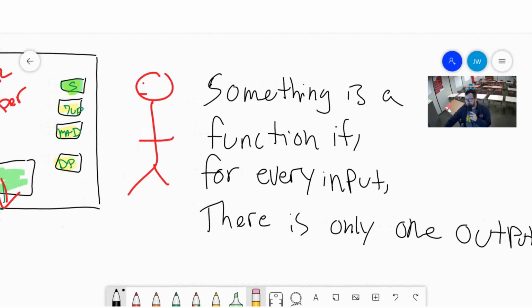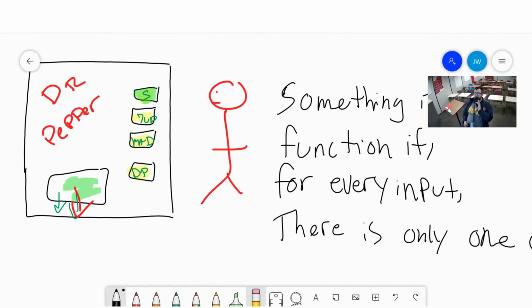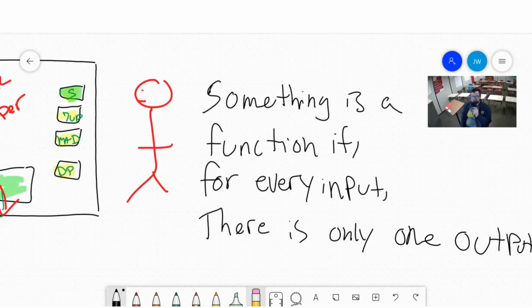Now, I want you to go back to those first 3 days. The first day, you press the Sprite button, and Sprite came out. So if you inputted a Sprite, Sprite came out. Second day, you push the Dr. Pepper button, not Dr. Pepper came out, but it was the same thing every time. So for every time you inputted Dr. Pepper, only one thing came out. I think it was that you said Mountain Dew or something. But the third day, when you push that 7-Up button, and something came out, and then something else came out. Then there was not one output. There were two different outputs, and that's when this vending machine stopped being a function.